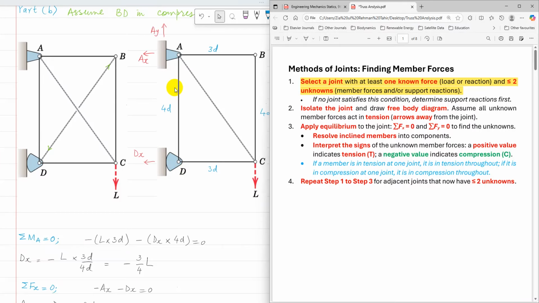Now after finding reactions, you need to select a joint with one known force and two or fewer unknowns.